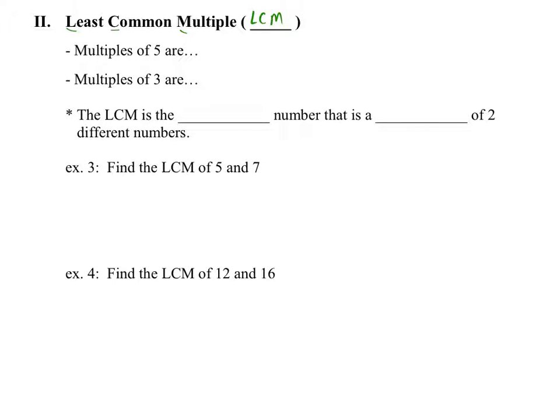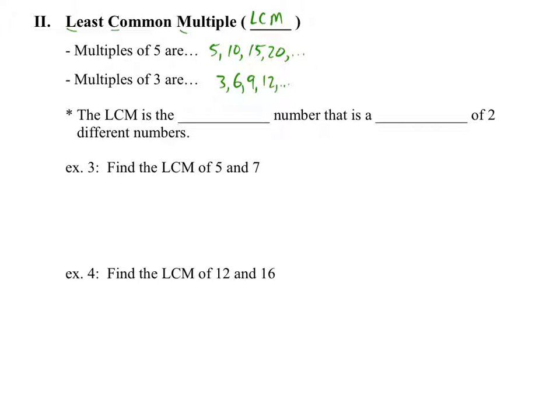Multiples of 5 would be things like 5, 10, 15, 20, dot, dot, dot. Multiples of 3 would be 3, 6, 9, 12, dot, dot, dot. So we okay on multiples? Yeah. I figured I would just start there so I wasn't losing people.